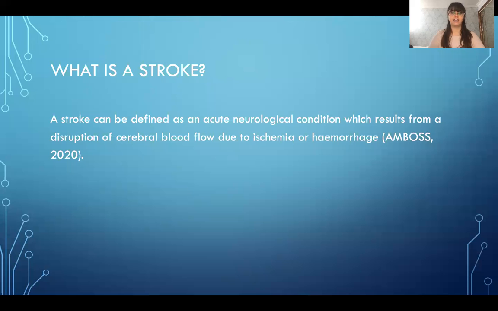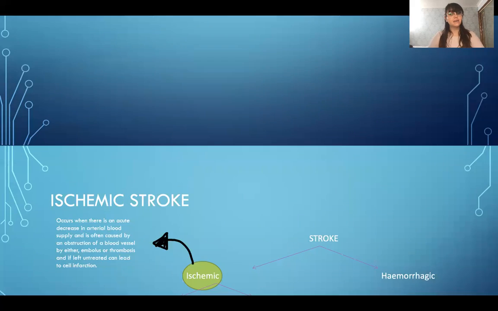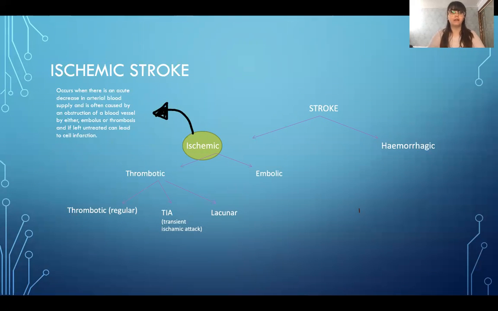A stroke can be defined as an acute neurological condition which results from disruption of cerebral blood flow due to ischemia or hemorrhage. An ischemic stroke occurs due to obstruction of a blood vessel by either embolus or thrombosis, and if left untreated can lead to cell infarction.